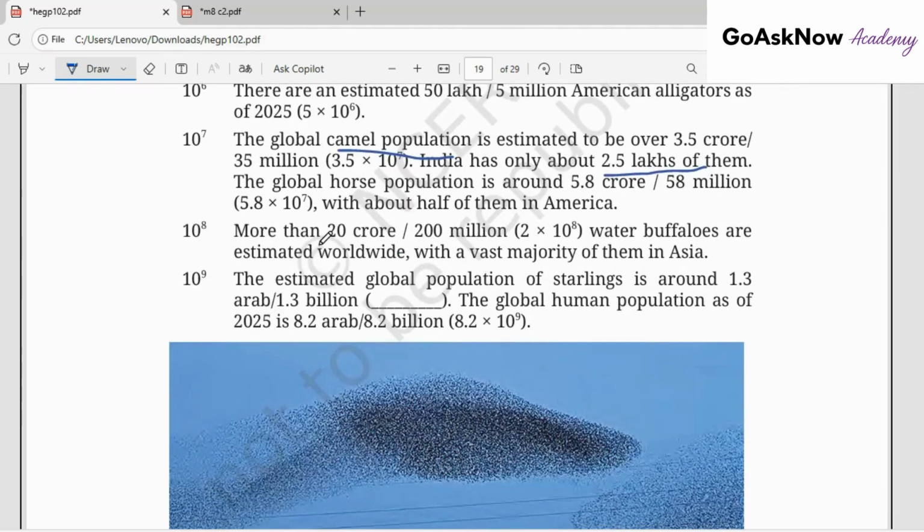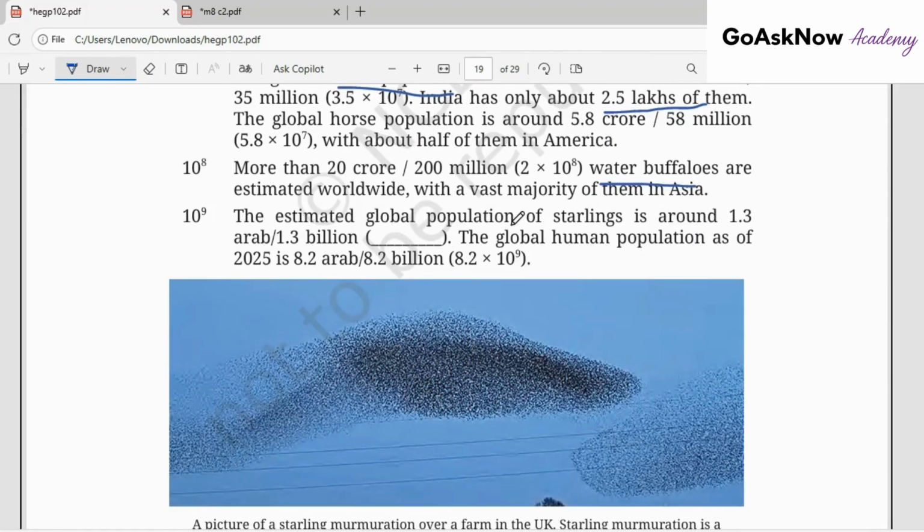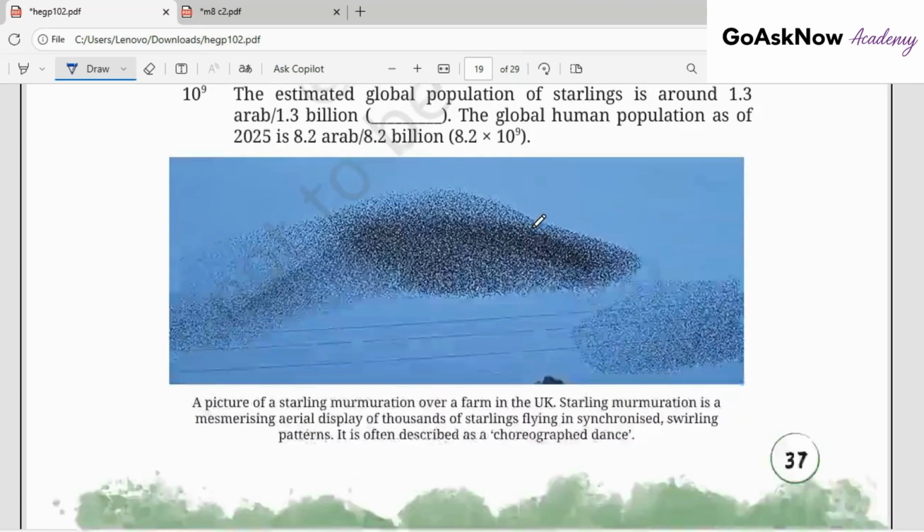10 power 8. More than 20 crores or 200 million, 2 into 10 power 8, water buffaloes are estimated worldwide, with a vast majority of them in Asia. 10 power 9. The estimated global population of starlings is around 1.3 arab or 1.3 billion. The global human population as of 2025 is 8.2 arab or 8.2 billion. That is 8.2 into 10 power 9.